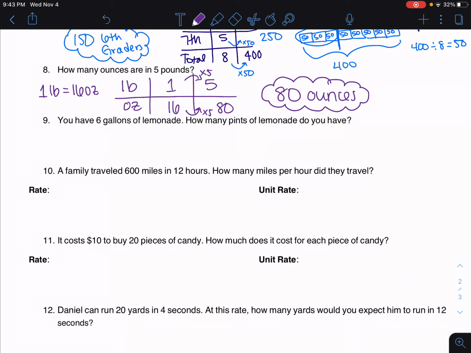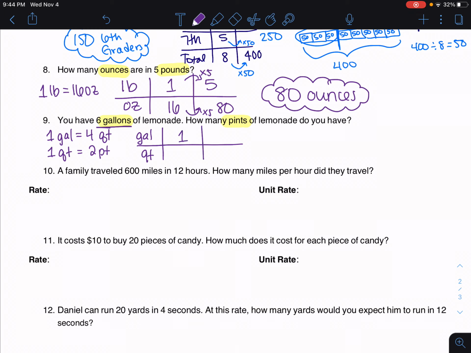Number 9 says you have 6 gallons of lemonade. How many pints of lemonade do you have? So I have 6 gallons, and I'm trying to get to pints. Well, I know that 1 gallon is equal to 4 quarts, and that 1 quart is equal to 2 pints. So those are the conversion factors that I need. I'm going to start my table by going from gallons to quarts because they gave me gallons right here. And in order to get to pints, I have to go through quarts first.